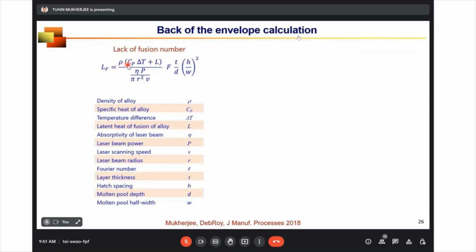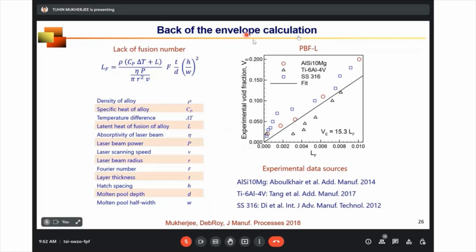This is density times specific heat times delta T plus latent heat, which is nothing but the energy required to melt per unit volume of material. If we need more energy, that means we will form a small molten pool and it will increase the chance of lack of fusion. So combine all the important variables and see whether you can actually predict what happens during the experiment. And here you can see that this LF, which is the lack of fusion number, has a linear trend with the experiment. So before you do the experiment, using this kind of analysis you can tell whether you will have a lot of lack of fusion or your product will have no lack of fusion.